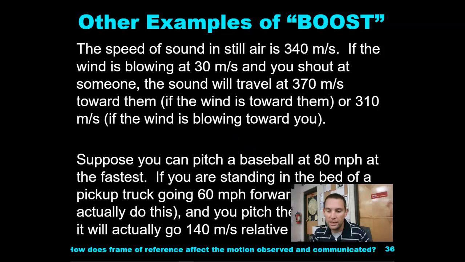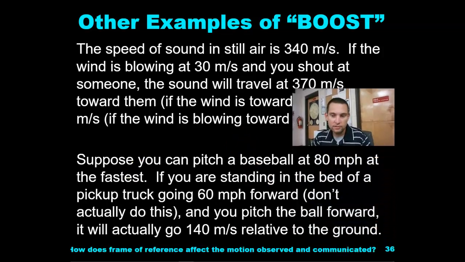You can throw a baseball at 80 miles per hour at the fastest, and you're standing on the bed of a pickup truck going 60 miles per hour forward. Don't do this. You can pitch the ball forward. It will actually go 140 miles per hour relative to the ground. So if you have somebody standing there with a radar gun, they would actually clock it at 140 miles per hour.